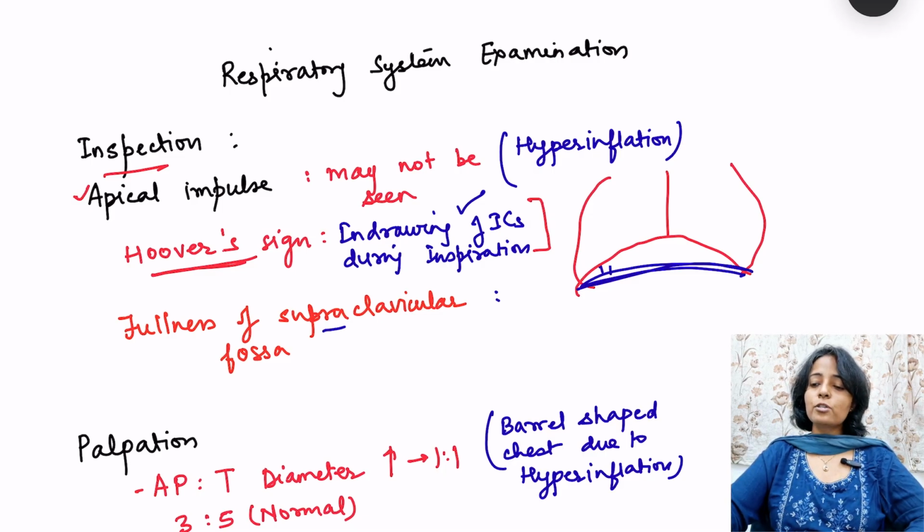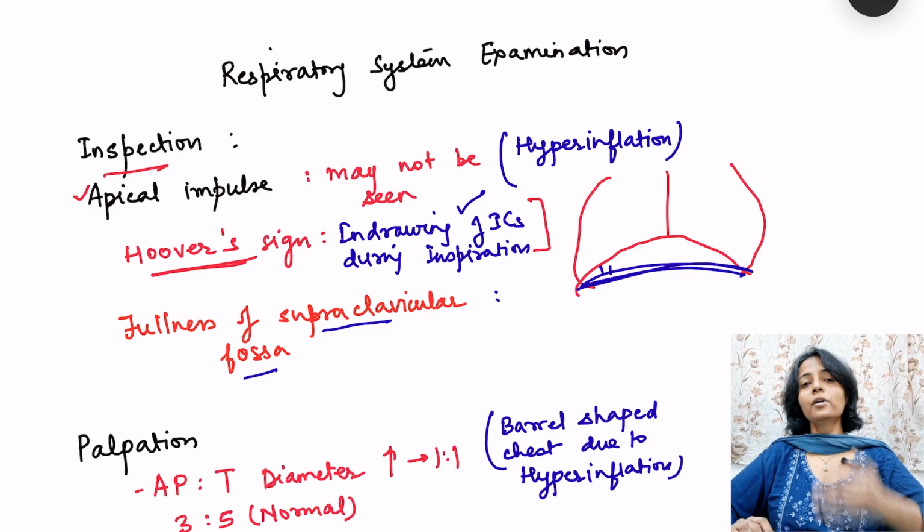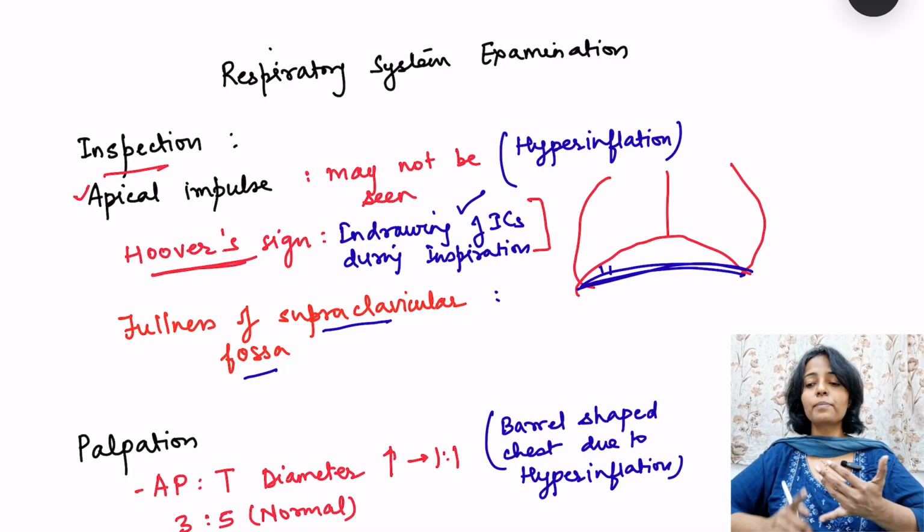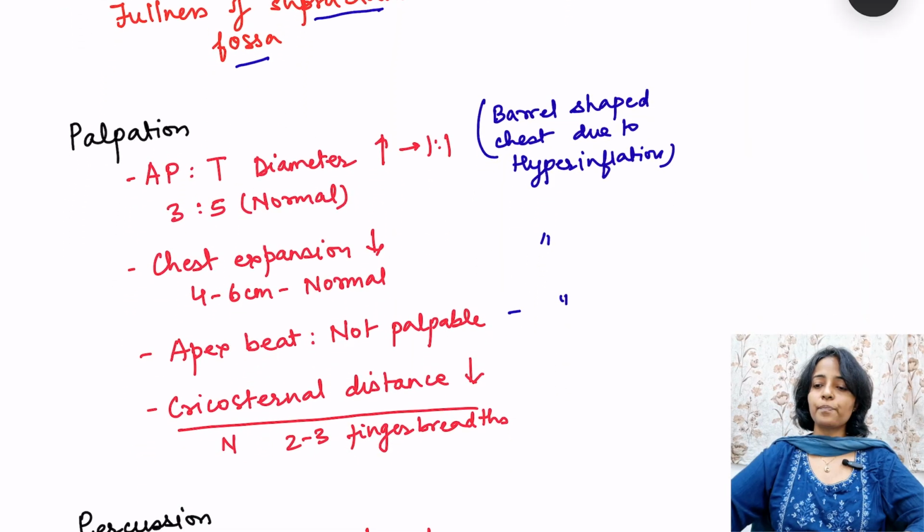Then we have fullness of the supraclavicular fossa. Here we will see fullness, again a sign of hyperinflation. So you see, because of the presence of emphysema, so many signs of hyperinflation will be seen. That is, apical impulse will not be seen, Hoover's sign will be there, and fullness of the supraclavicular fossa will be seen.